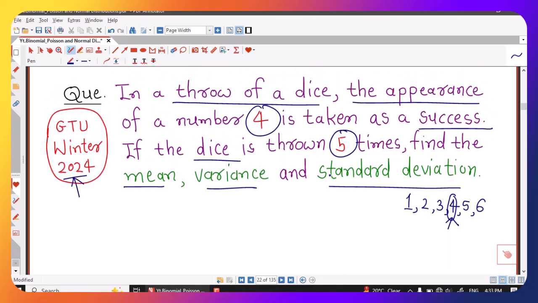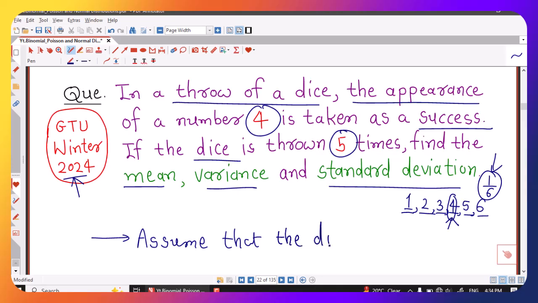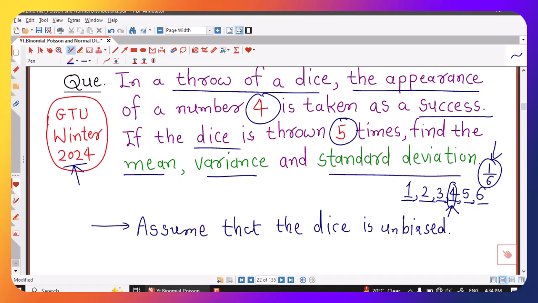Here they have not given whether the dice is biased or unbiased. We have to assume that the dice is unbiased, because if the dice is unbiased, then there are equal chances for each number to appear, and therefore the probability of each number to appear on the upward face can be taken as 1 by 6. So here we first write that, assume that the dice is unbiased, or we have a fair dice.